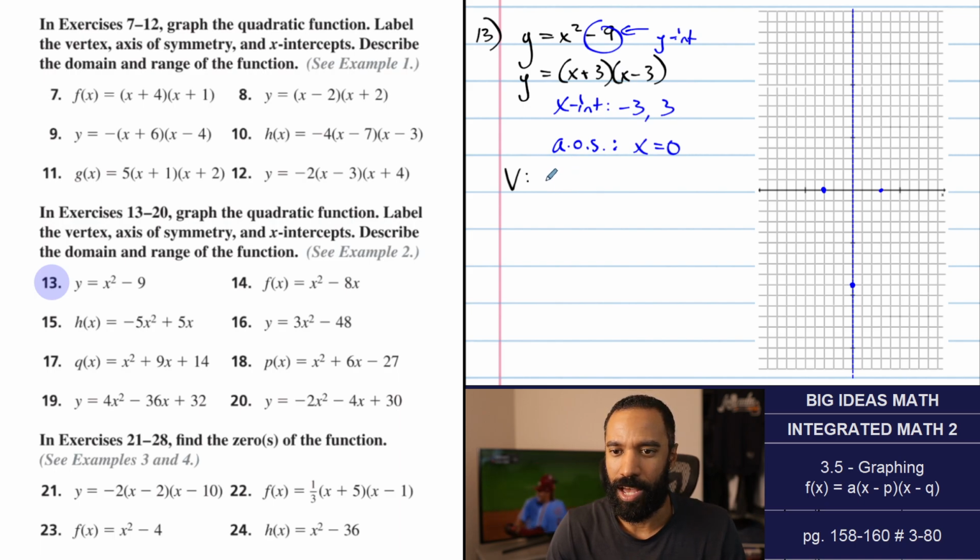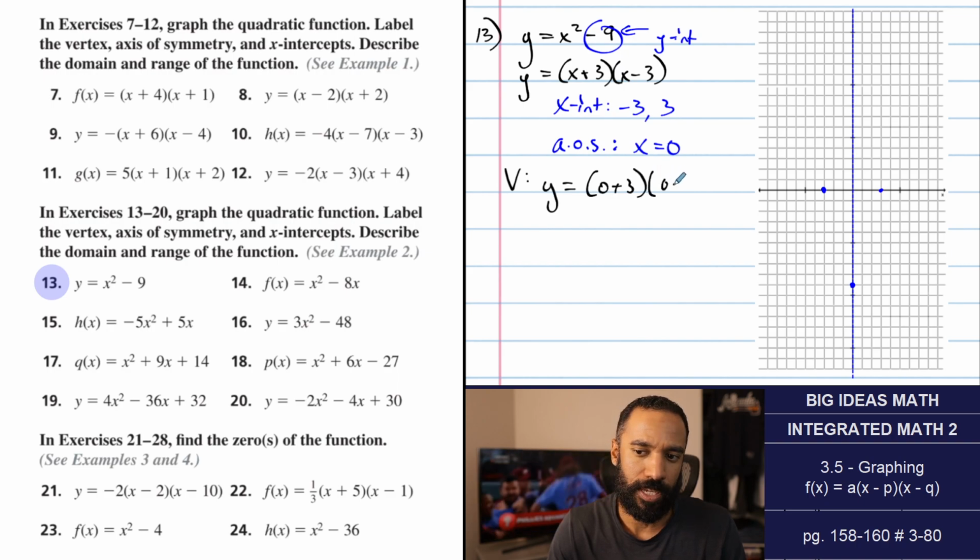We're going to get a vertex of y equals 0 plus 3 times 0 minus 3. Once again, we get one of those 3 times negative 3 things.